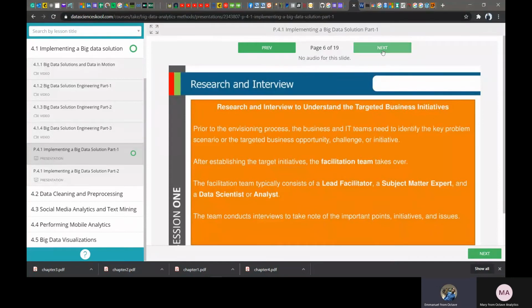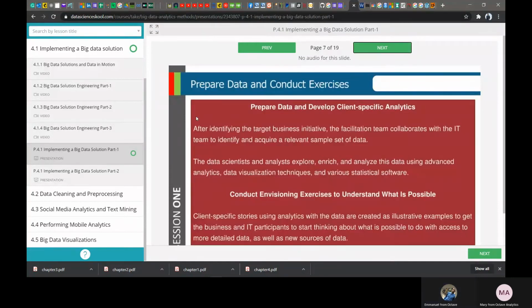Then going forward, talking about prepare data and conduct exercises. Now, after identifying the target business change, the facilitation team collaborates with the IT team to identify and acquire a relevant sample set of data. The data scientists and analysts explore and analyze this data using advanced analytics, data visualization techniques, and various statistical software.